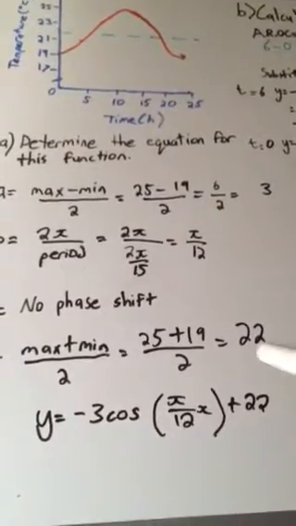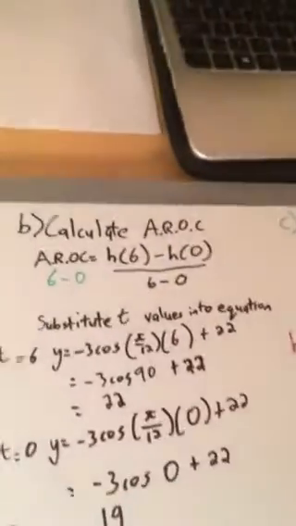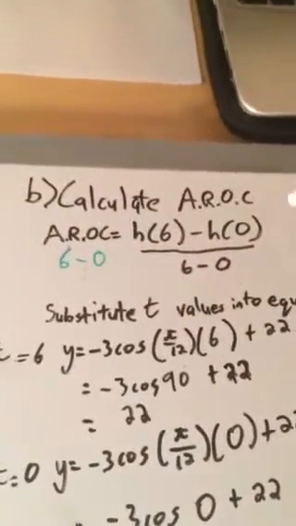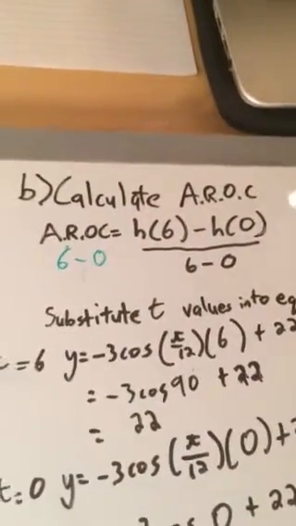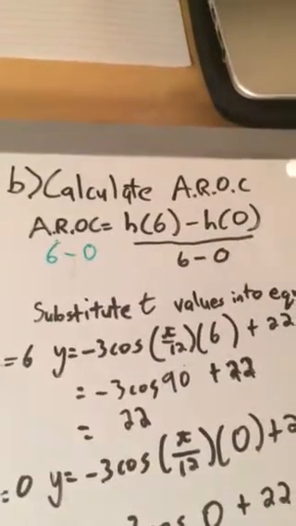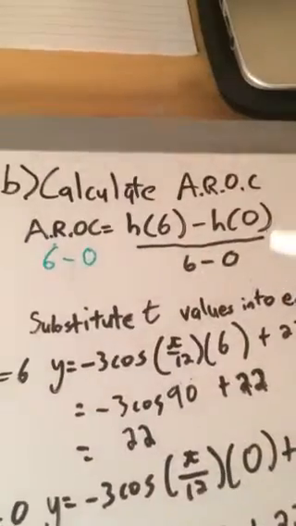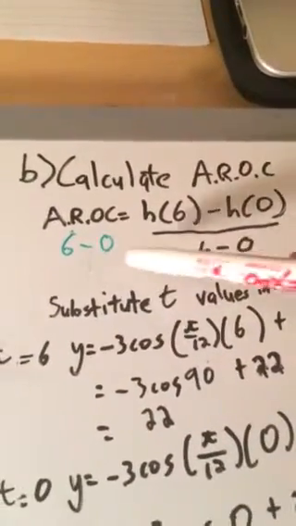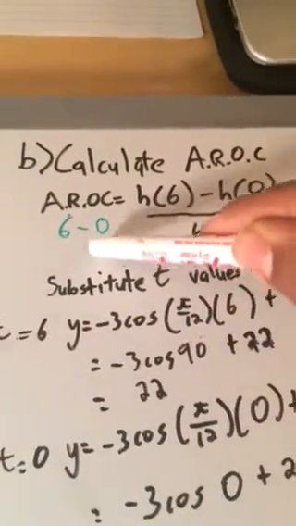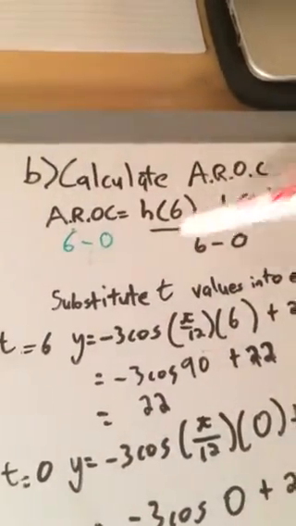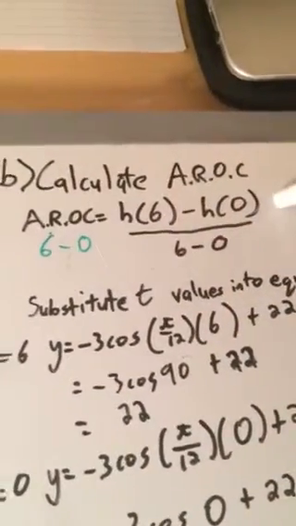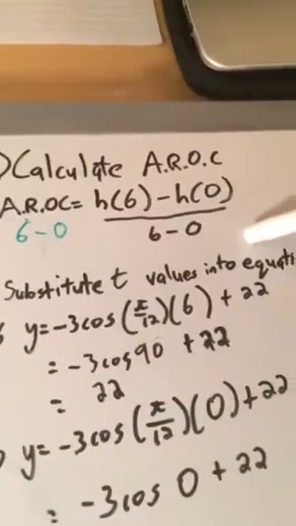Okay guys, let's move on to question B. So we need to calculate AROC, which is average rate of change. In this case, we need to determine AROC from sunrise to noon. We know that sunrise is at 6, and we know that it starts at 0. So h of 6 minus h of 0 all over 6 minus 0.